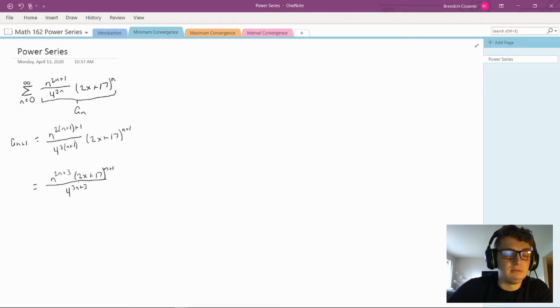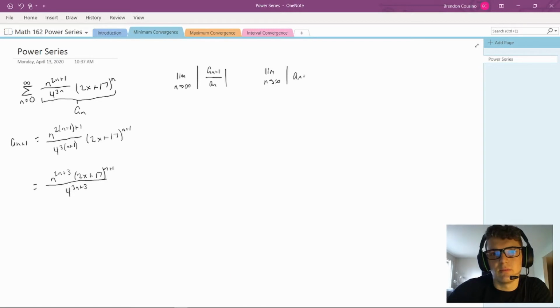Okay, so now that I have my a of n plus 1 term, we can go ahead and run the ratio test. If we remember, the ratio test is the limit as n approaches infinity of the absolute value of a of n plus 1 divided by a of n. Or we can write it as the limit as n approaches infinity of the absolute value of a of n plus 1 multiplied by 1 over a of n. This is the one we're going to use just so we don't have to write out a double fraction. So we're going to have the limit as n approaches infinity of the absolute value of a of n plus 1, the term we just simplified.